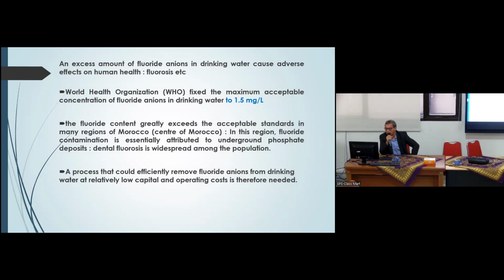In Morocco, unfortunately, in some regions in the center of Morocco, fluoride contamination is also attributed to underground phosphate, because in Morocco we have phosphate. The first country producing phosphate is Morocco. You know this, the first in the world is Morocco. Morocco is known for its production of phosphate.